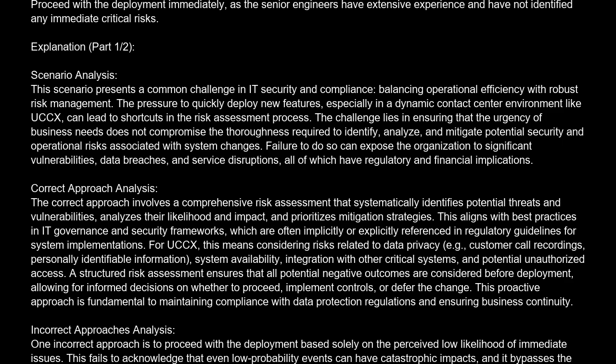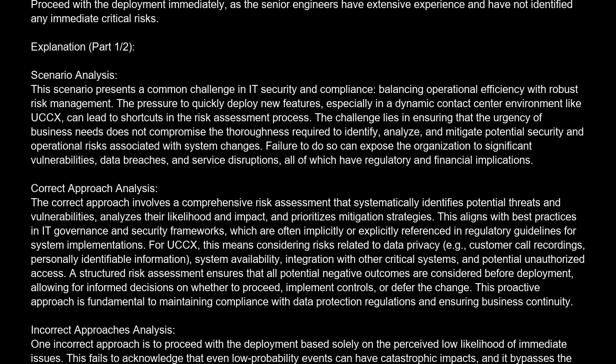Explanation. Scenario analysis. This scenario presents a common challenge in IT security and compliance, balancing operational efficiency with robust risk management. The pressure to quickly deploy new features, especially in a dynamic contact center environment like UCCX, can lead to shortcuts in the risk assessment process. The challenge lies in ensuring that the urgency of business needs does not compromise the thoroughness required to identify, analyze, and mitigate potential security and operational risks associated with system changes. Failure to do so can expose the organization to significant vulnerabilities, data breaches, and service disruptions, all of which have regulatory and financial implications. Correct approach analysis.